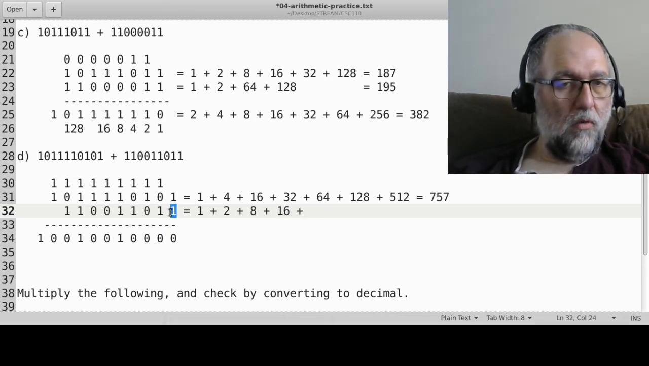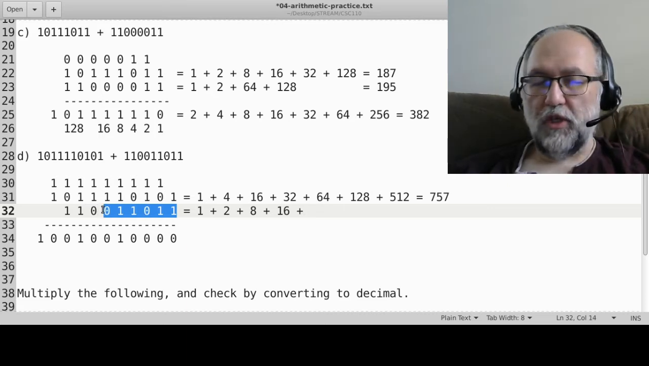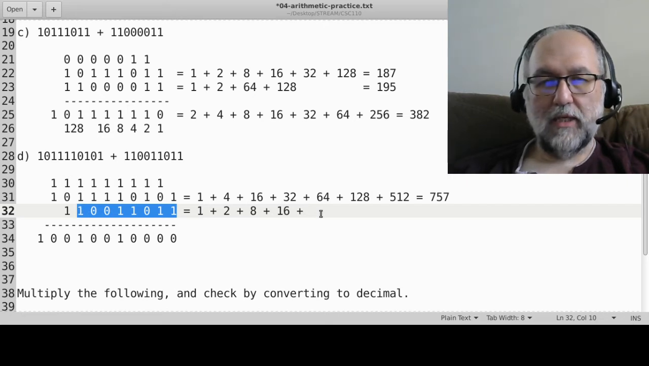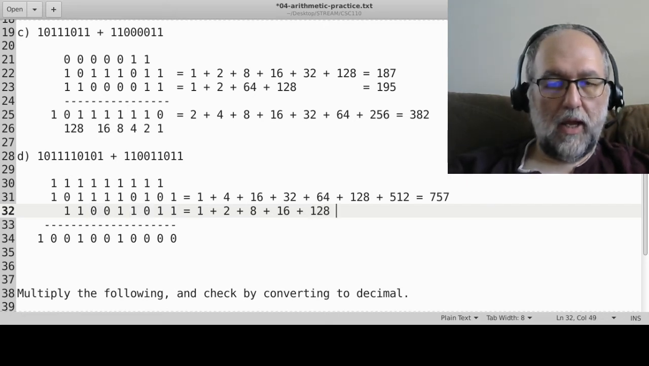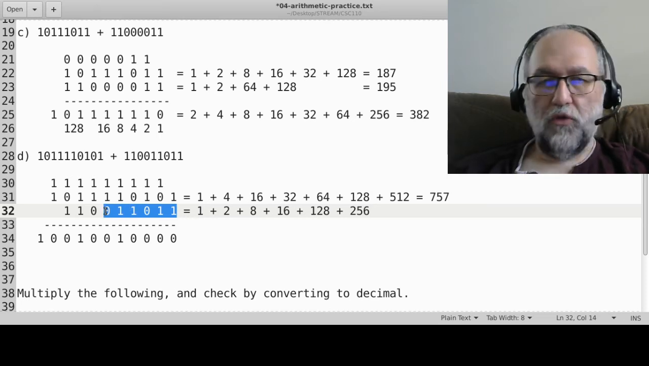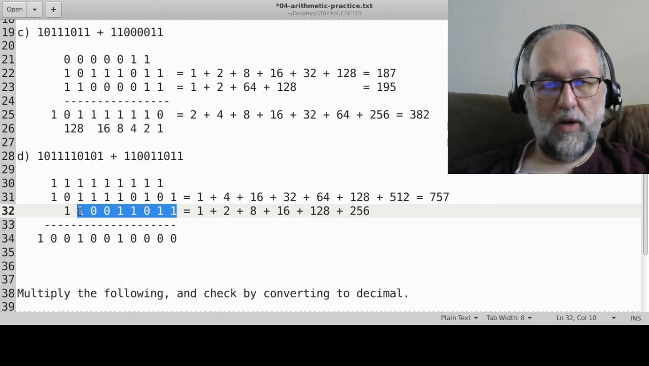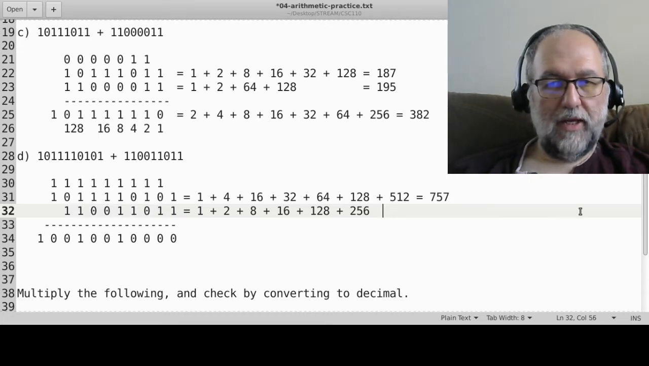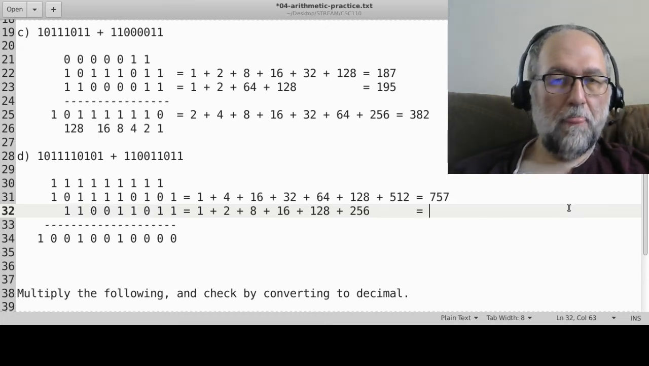Okay, so let's see here, a 1, a 2, no 4s, an 8, a 16, no 32, no 64, a 128, and a 256. Okay, so one more time. There's a 1, there's a 2, no 4s, there's an 8, a 16, no 32, no 64, a 128, and a 256. And let's see what that adds up to.